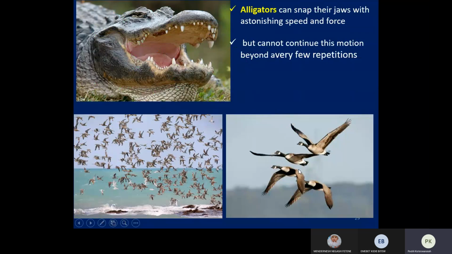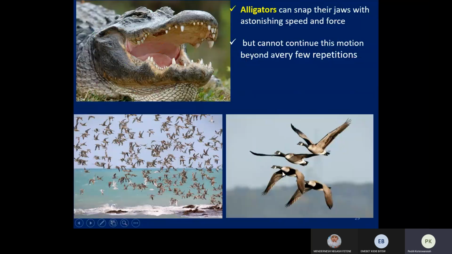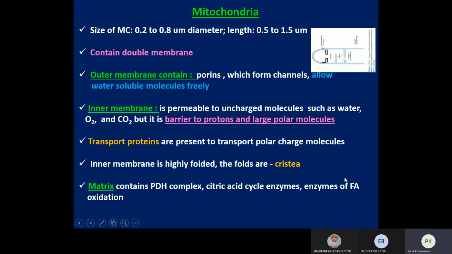Migratory birds have red muscle, and they are able to fly many thousand kilometers because the red muscle has many mitochondria. Migratory birds require high energy for their locomotion, which is why the red muscle present in them has more mitochondria. If you see its structure, the width of the mitochondria is 0.2 to 0.8 micrometer, and the length is 0.5 to 1.5 micrometer.